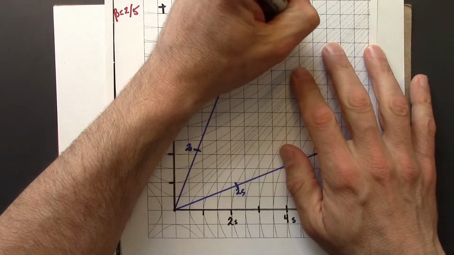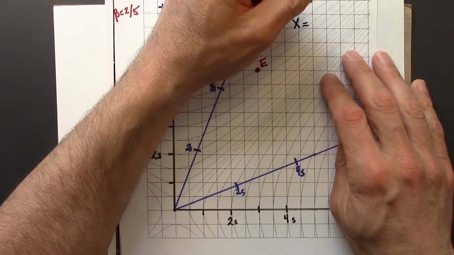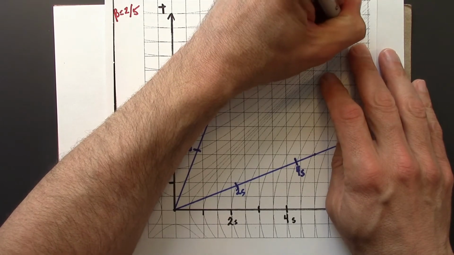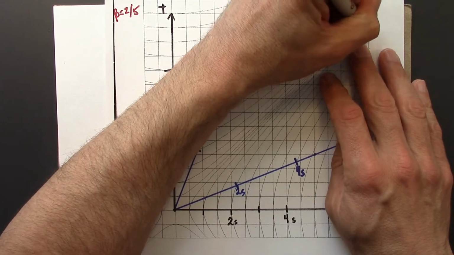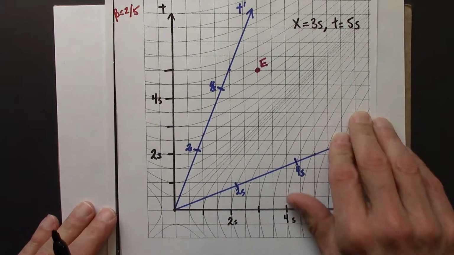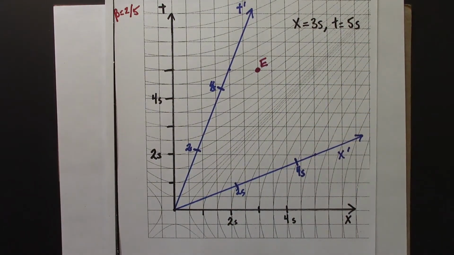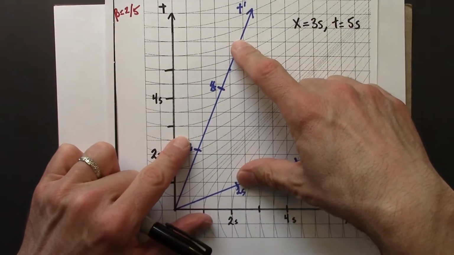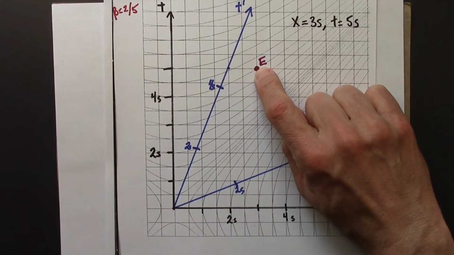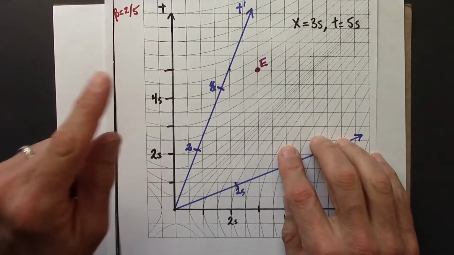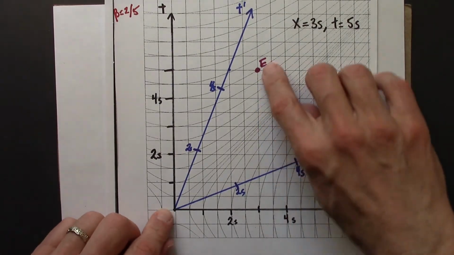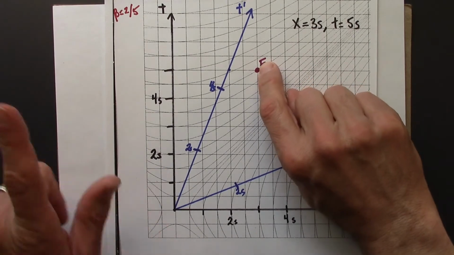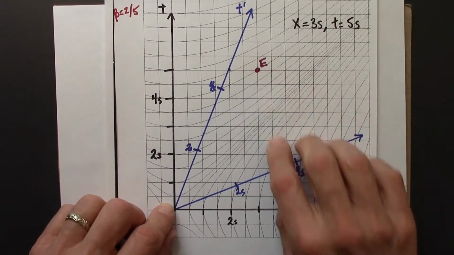So x equals 3 seconds, t equals 5 seconds. All right. Now, how can we use these funky blue axes to read off the coordinates of E? It's not exactly what you're expecting. It takes a little getting used to, but once you get used to it, it's no big deal.